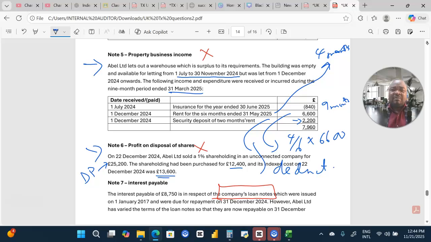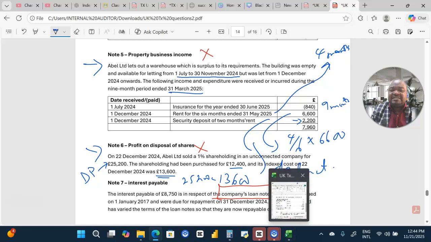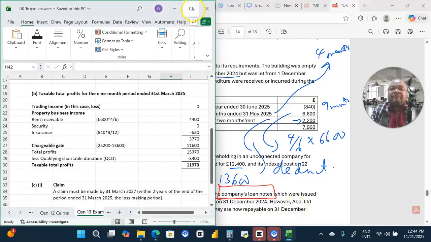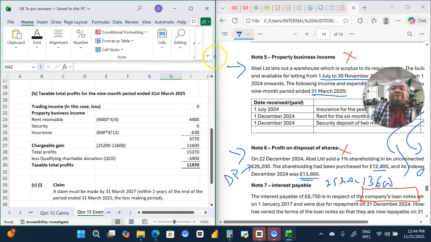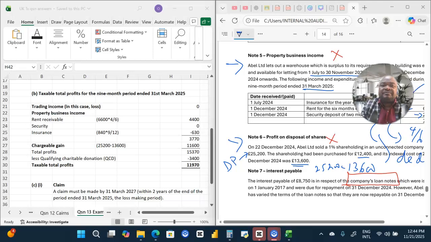So the amount to be taxed is the gain. The gain should be 25,200 minus the indexed cost of 13,600. That would give us the gain which should be transported to the pro forma. Okay, let us see what we did, ladies and gentlemen.